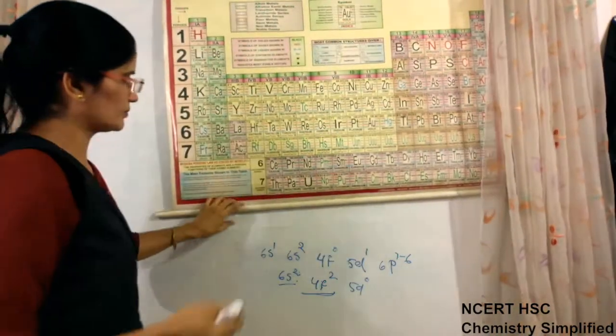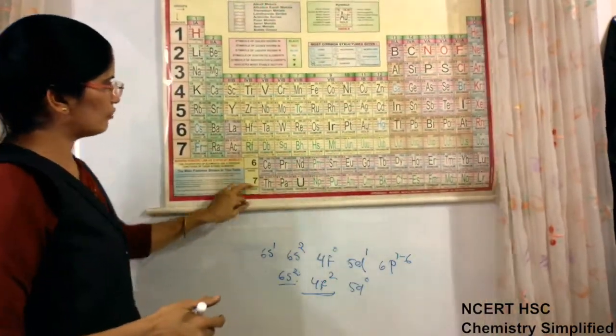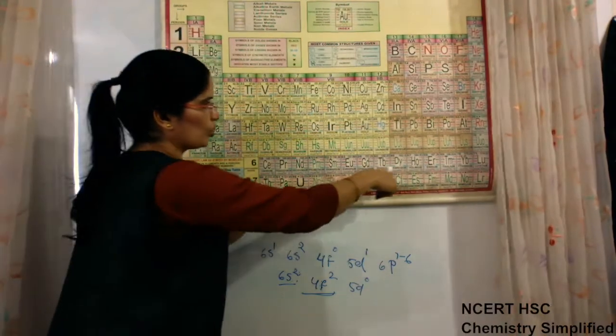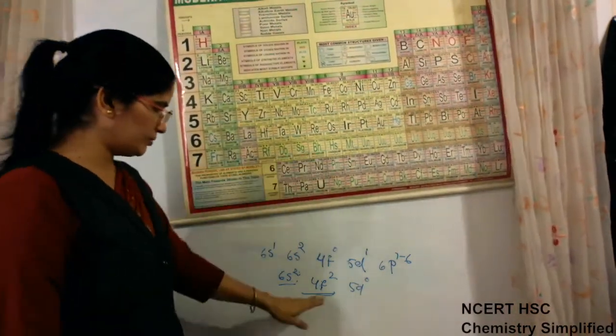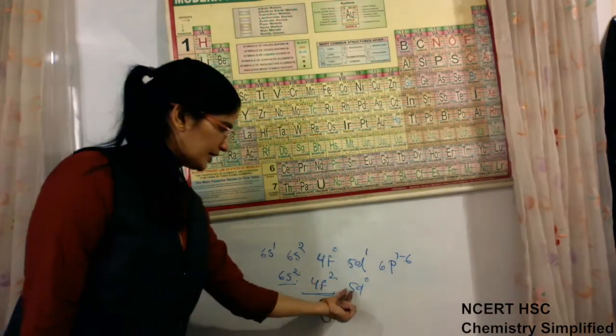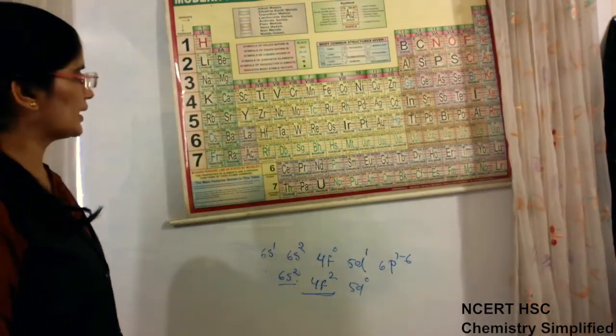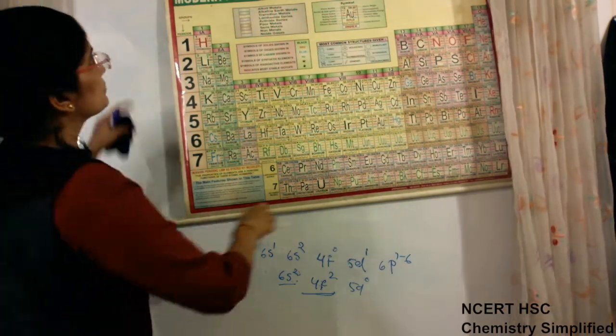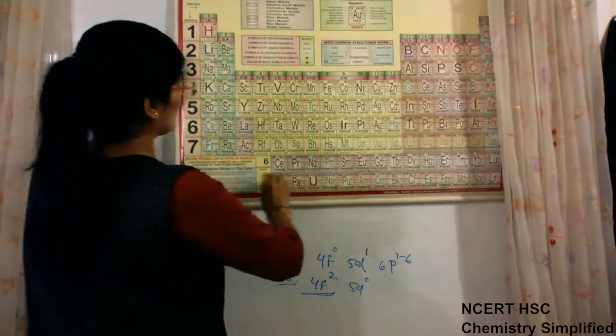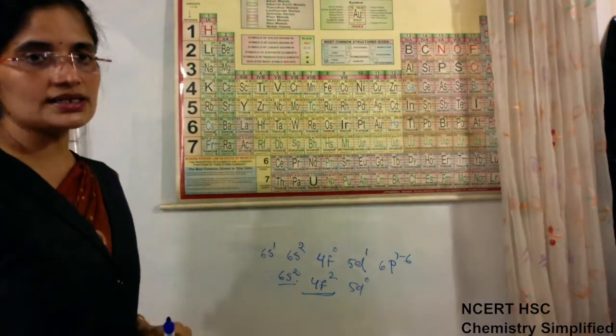4f3, 4f4, and so on till 4f14 will be filled, and then electrons will again start entering in 5d. Clear? Now the next series, that is period number 7.